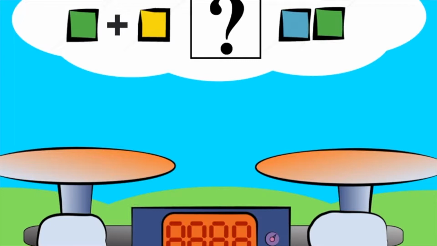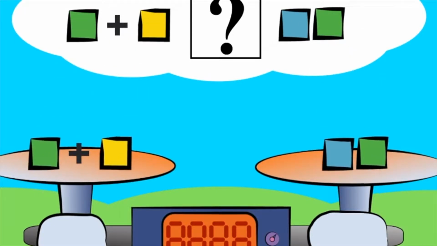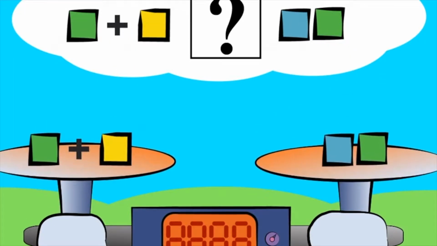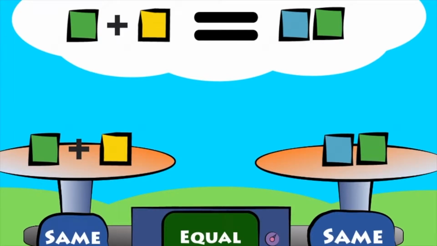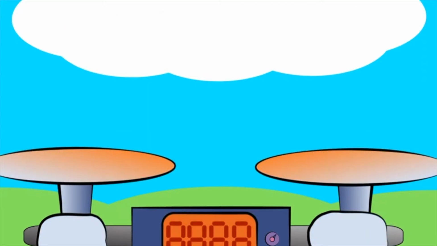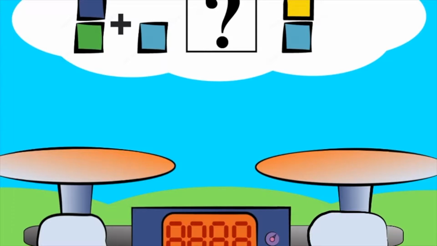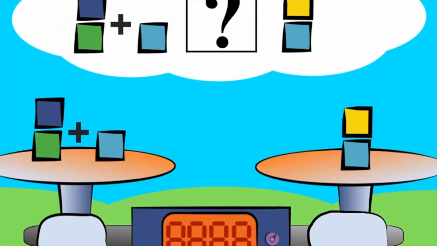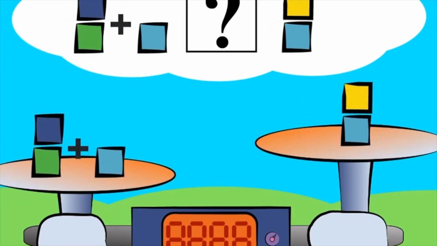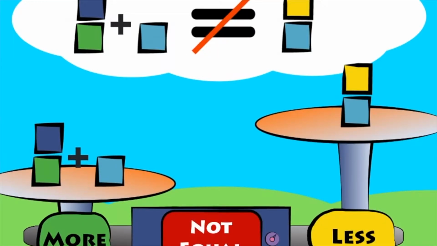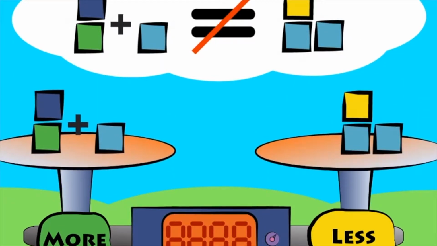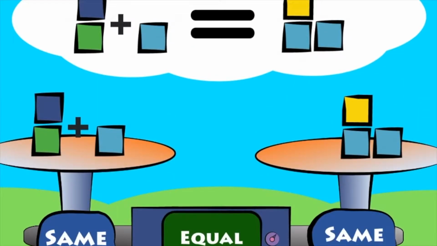Thumbs up or thumbs down? Good job. They're both equal. Thumbs up or thumbs down? The left one has more. If we add one more to the right, that makes them equal.